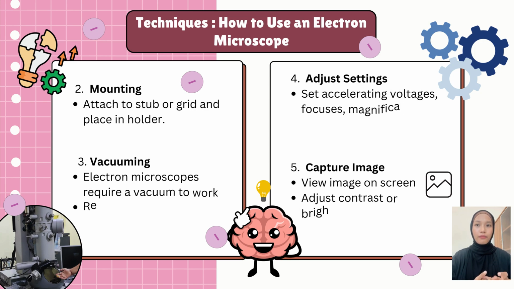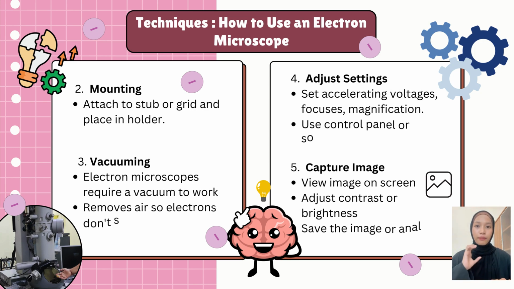For SEM, the sample is placed on a metal stub. For TEM, it's placed on a very thin copper grid. Then, for step 3, vacuuming the chamber. Electron microscopes don't work in normal air. So, before we begin, the microscope creates a vacuum inside the chamber.